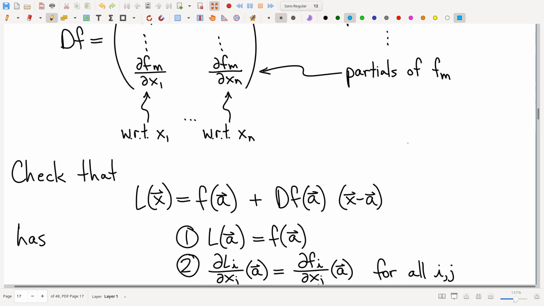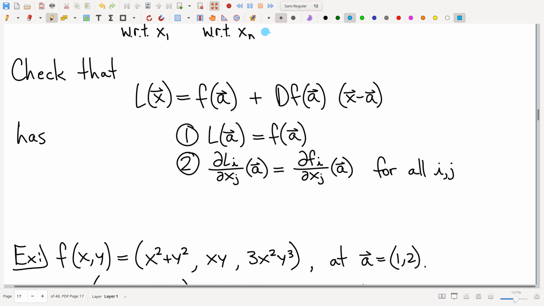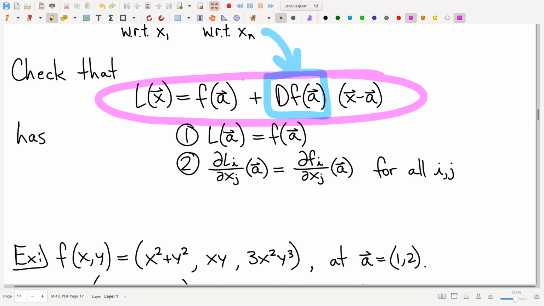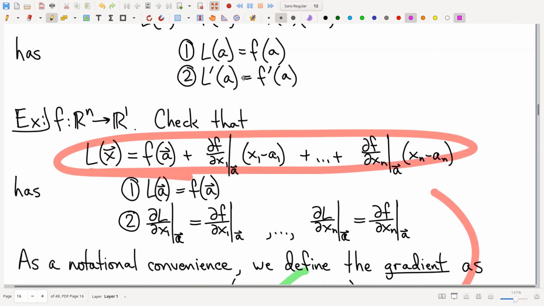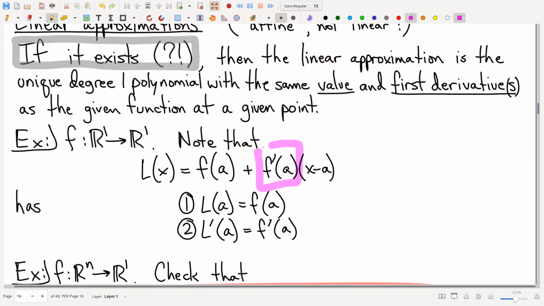Okay, so with that in mind, this great big monstrosity of a shorthand called the df matrix having been established, here's the formula for our linear approximation for a vector-valued multivariable function. Notice that df is playing the role that the gradient did for the real valued case, which itself was playing the role that the regular old derivative did in the single variable case.